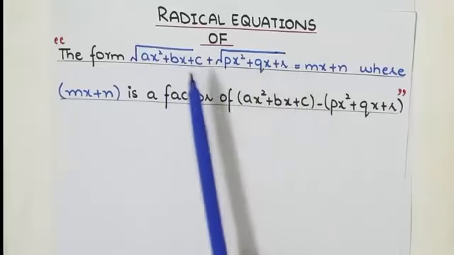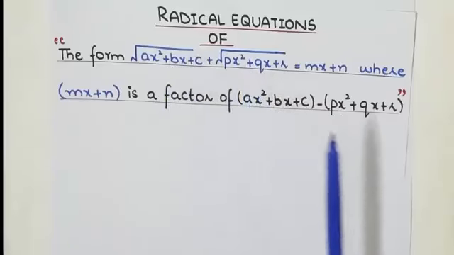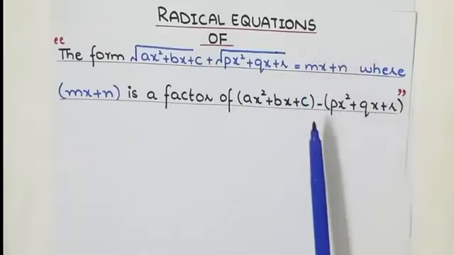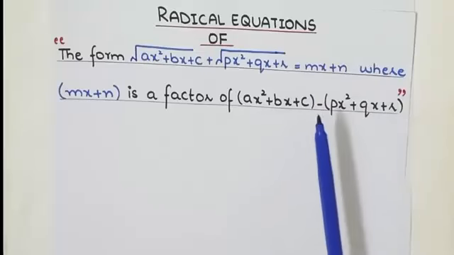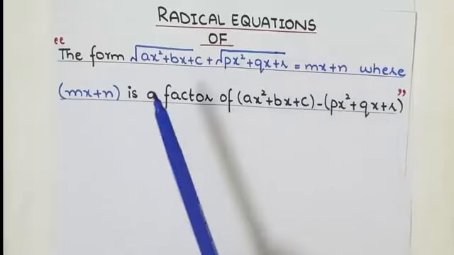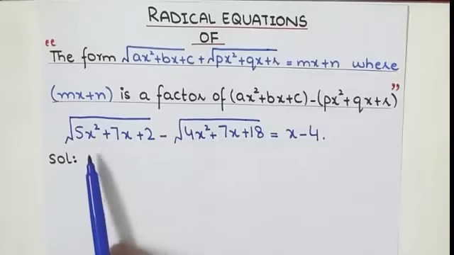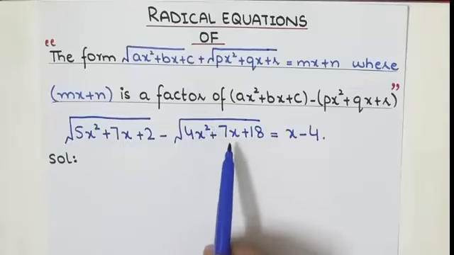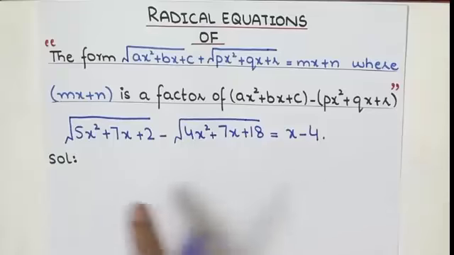It means these two values which are occurring under the radical sign, when we subtract them, we will get a term which is a factor of this subtraction. So let's take an example and see how we can solve such kind of equations. This is example number 1: the square root of 5x square plus 7x plus 2 minus the square root of 4x square plus 7x plus 18 is equal to x minus 4, and these two terms have a radical sign.